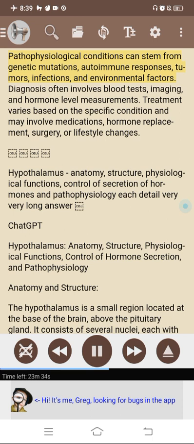Pathophysiological conditions can stem from genetic mutations, autoimmune responses, tumors, infections, and environmental factors. Diagnosis often involves blood tests, imaging, and hormone level measurements. Treatment varies based on the specific condition and may involve medications, hormone replacement, surgery, or lifestyle changes.